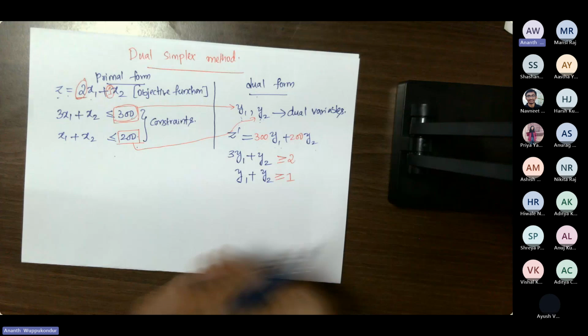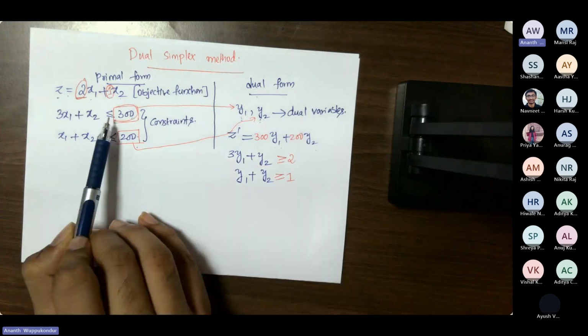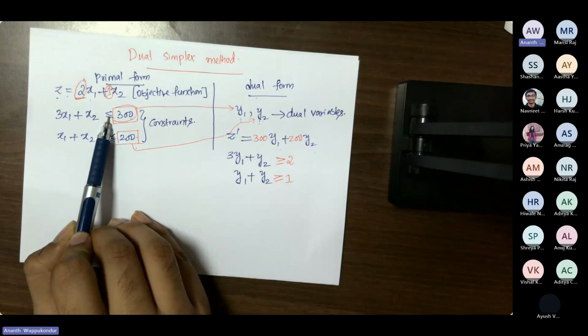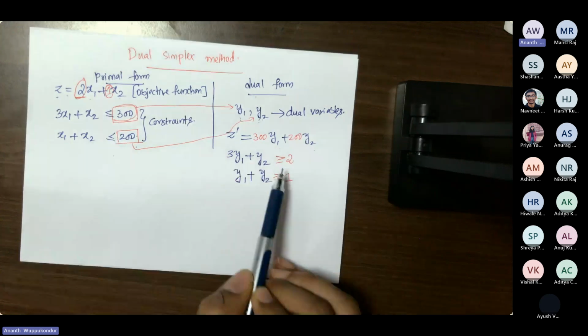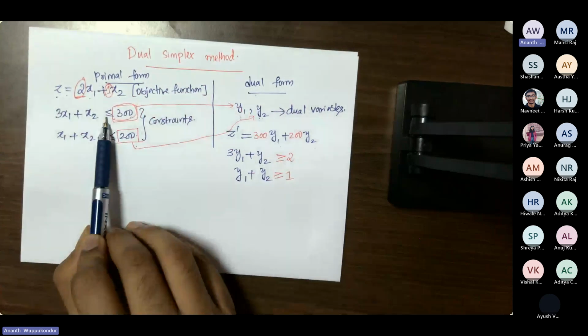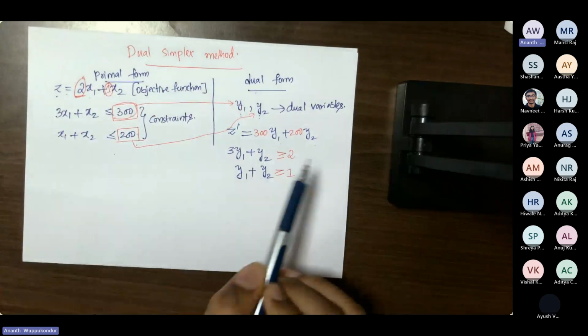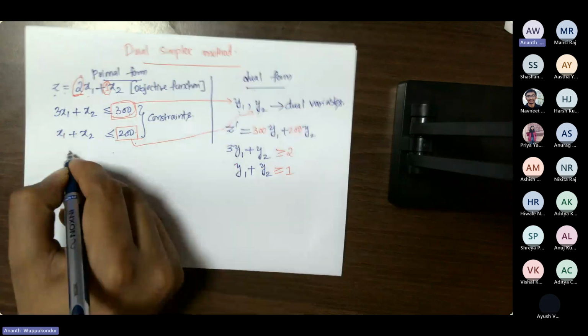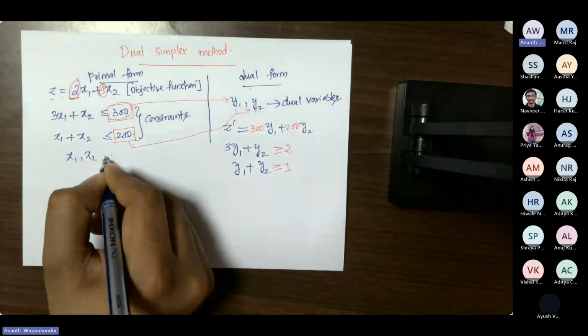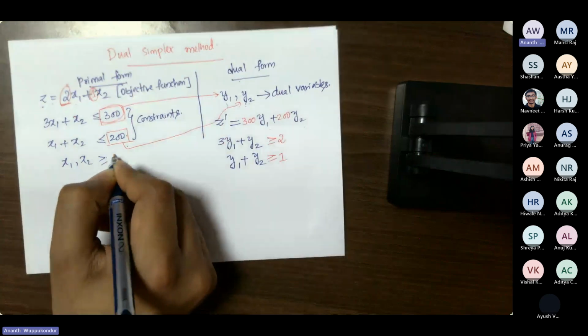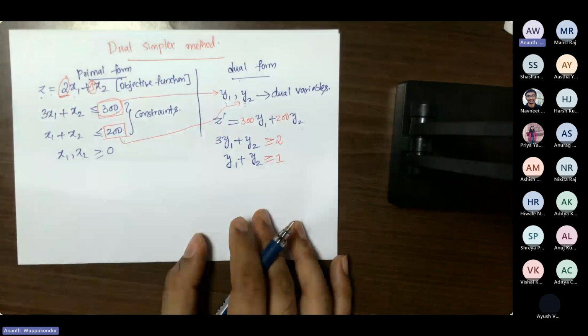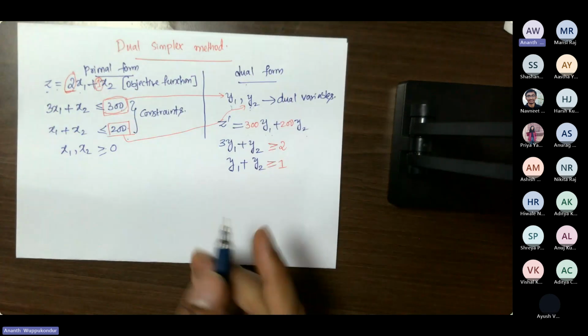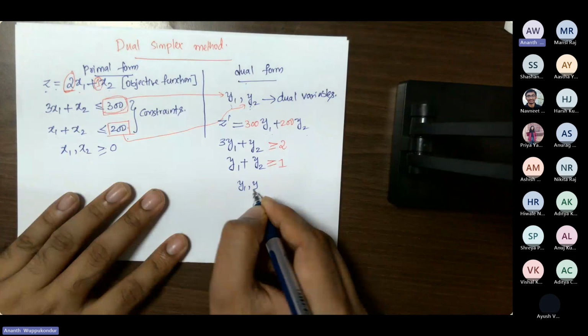And if you look at the sign here, initially it was less than or equal to, and when we write it in the dual form, it becomes greater than or equal to, or vice versa. So if it was more than or equal to 300 here, then it becomes less than or equal to 2. So this is the dual form of a given set of objective functions. And we also have one more constraint, that x1, x2 should be more than or equal to 0 always. And so we would have the same constraint, y1, y2 should be more than or equal to 0.